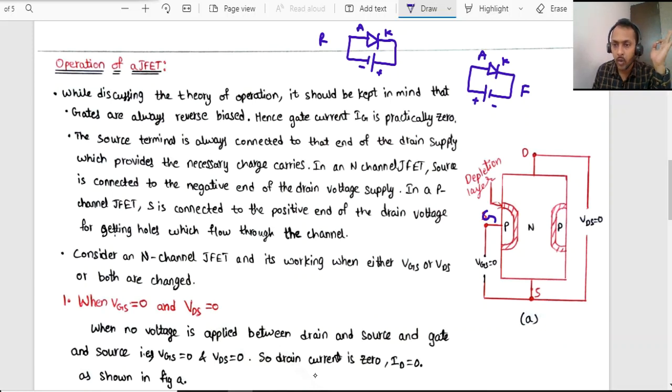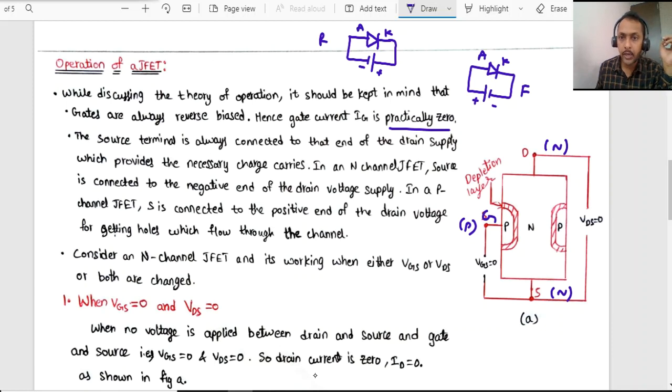This is the gate, source, drain, gate. This is the N channel MOSFET. So obviously the source is of N type, and this drain also will be of N type, and this gate will be of P type. Now as the gate is always reverse biased, the gate current will be practically 0.